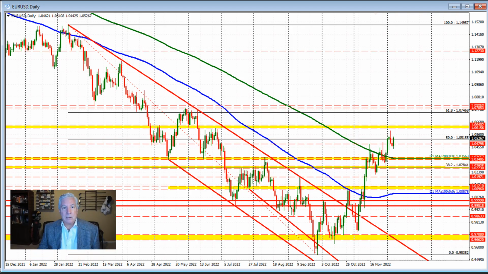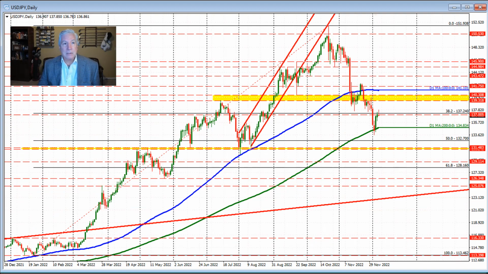Let's take a look at the dollar versus yen next. And this currency pair off the daily chart. Last week moved below the 200-day moving average and closed below that level on Friday, just below that level. On Monday's trade, the market rebounded back to the upside and we started to move back toward the 38.2% retracement.